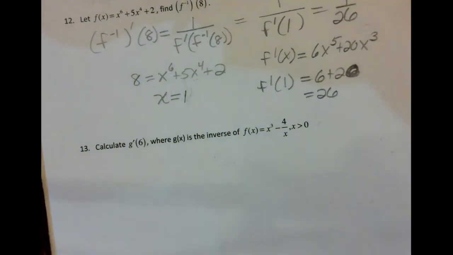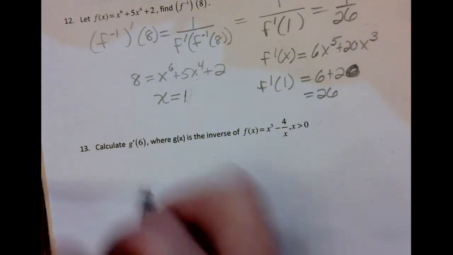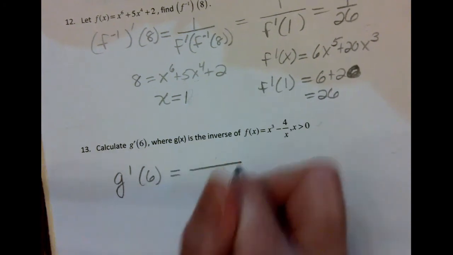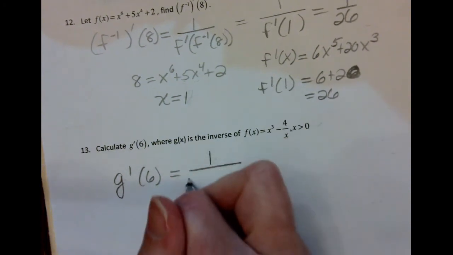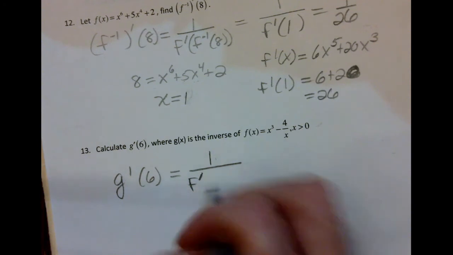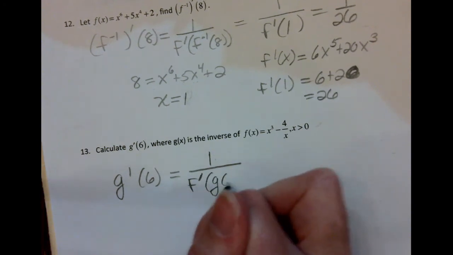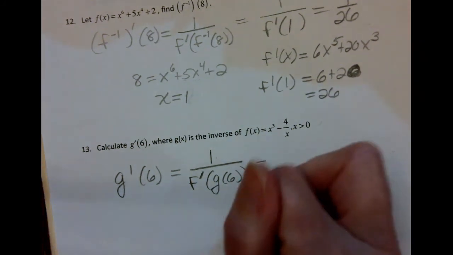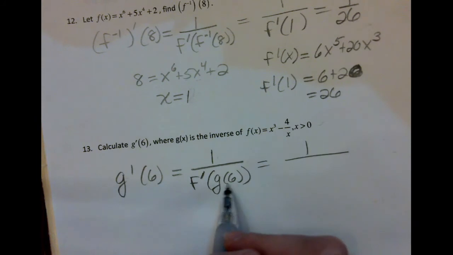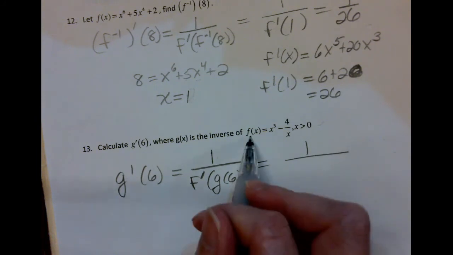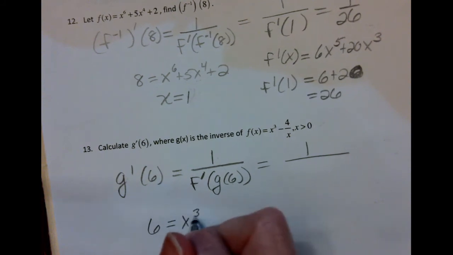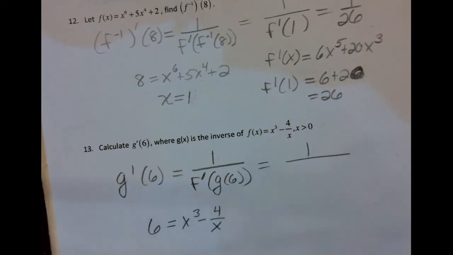Calculate the derivative of that inverse, g prime at 6. To get it, flip, flip, flip. It is 1 over, flip back to the original, its derivative at g of 6, equals 1 over the input of x becomes y on the original: 6 equals x to the 3rd minus 4 over x.